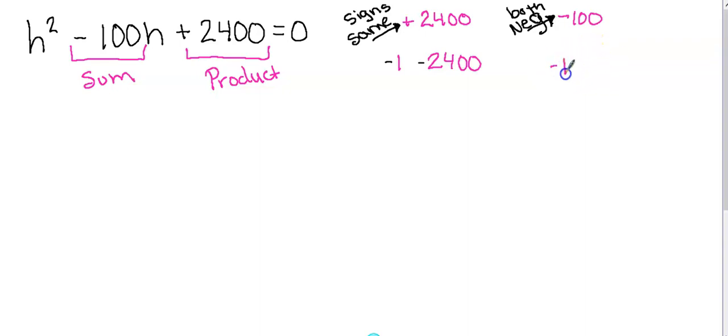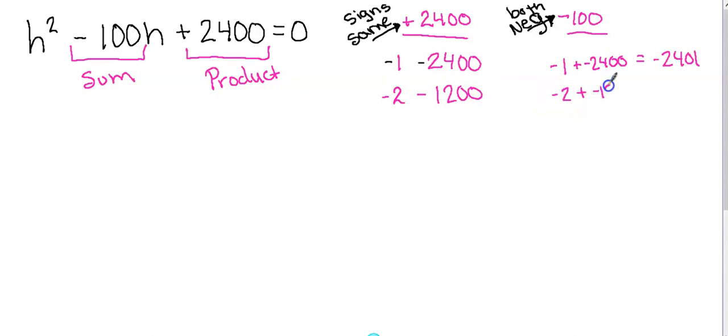So negative 1 plus negative 2400 looks a little familiar. Negative 2401. Nowhere near what we had because before we had a positive 2401. But that's not what we're looking for. We're looking for a negative 100 when we multiply. So I'm going to keep doing this. 2400 divided by negative 2 is negative 1200.